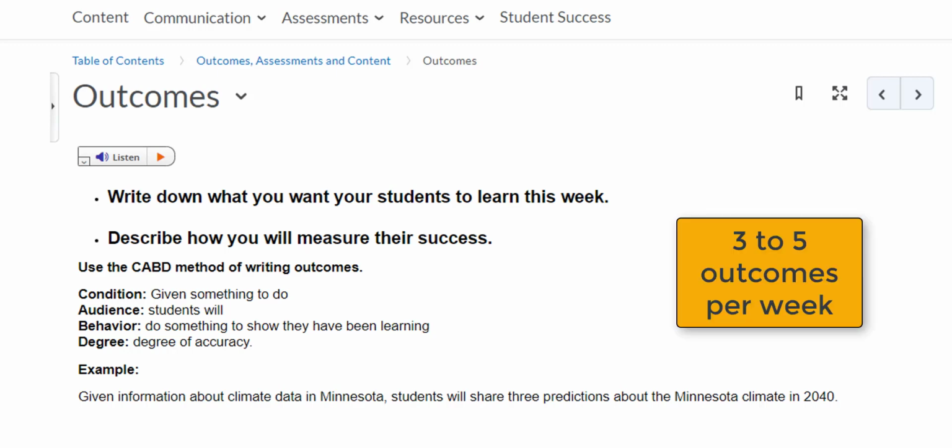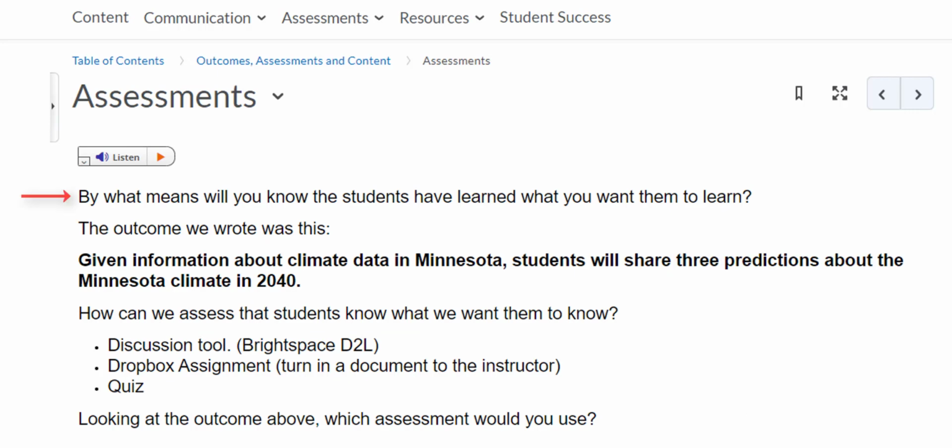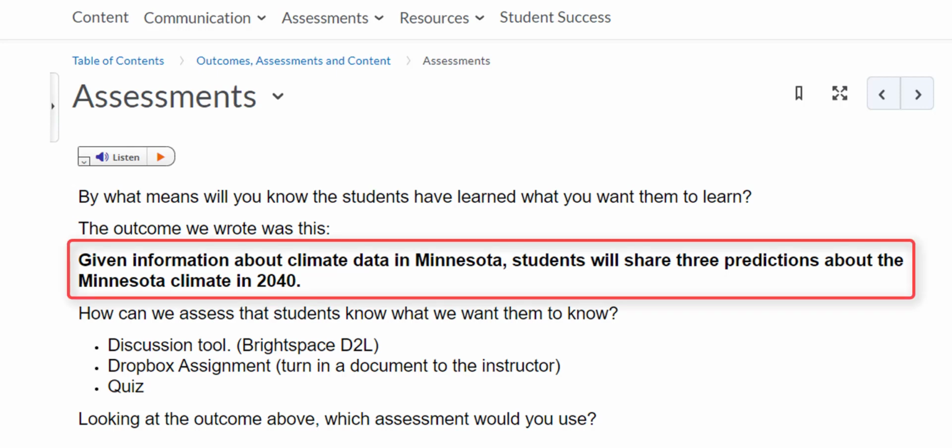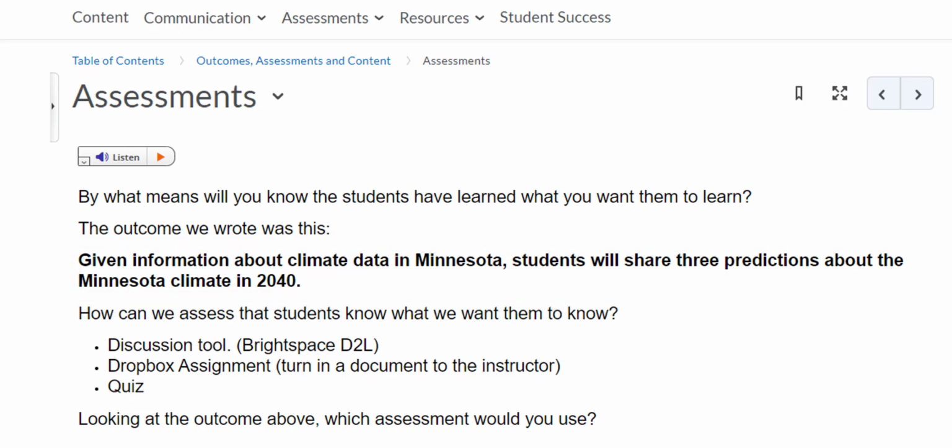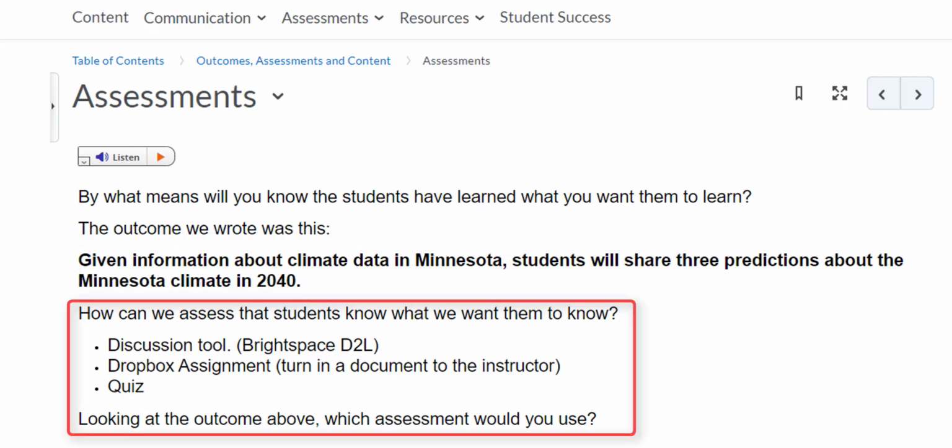Generally, you will want to have between 3 to 5 outcomes per week. Once you have your outcomes for the week, write down the means by which you will assess that your students have met the outcomes. Using the example outcome, which assessment tool would work best for you?